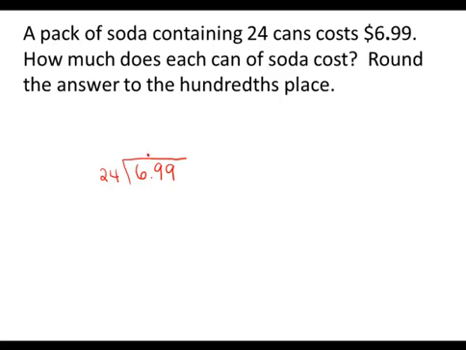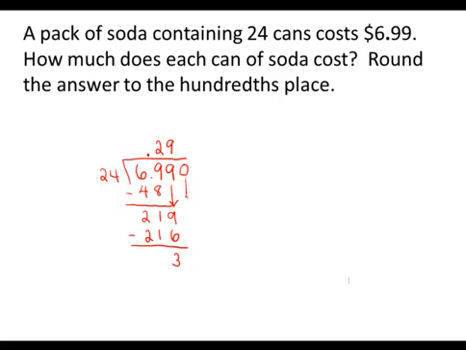24 goes into 69 twice. 24 times 2 is 48. Subtracting gives us 21. We bring down the 9. 24 goes into 219 9 times. 9 times 4 is 36. Carry the 3. 2 times 9 is 18, plus 3 more is 21. We have 3 left over.